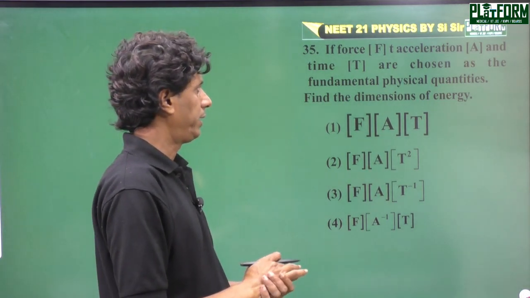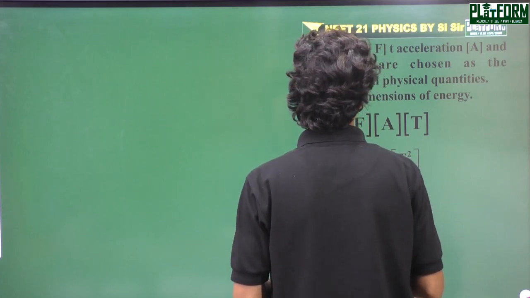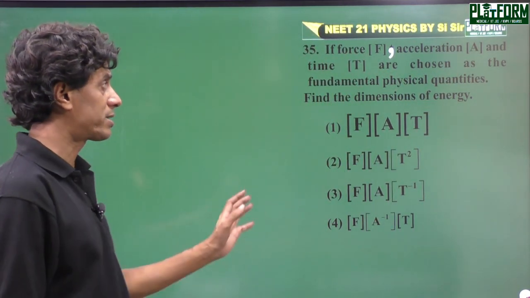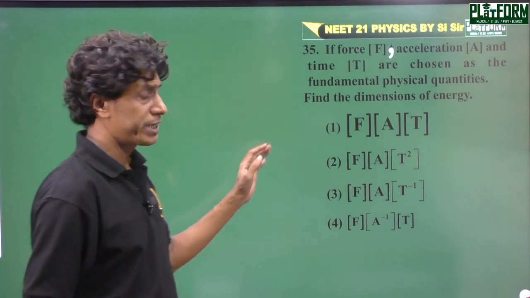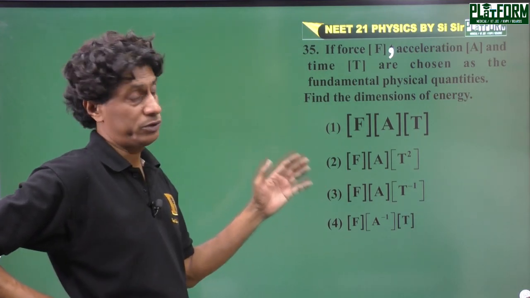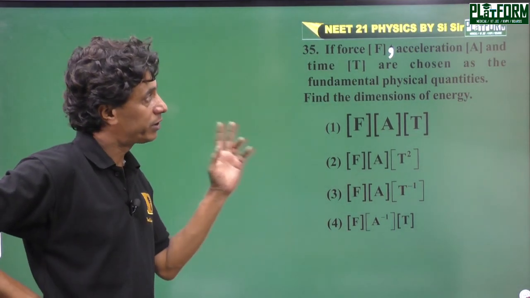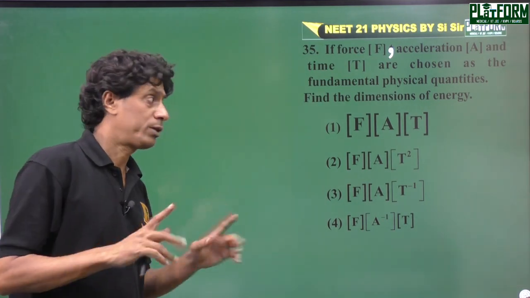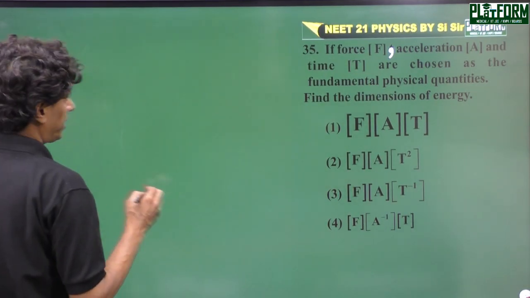If force F, acceleration A and time T are chosen as the fundamental physical quantities, find the dimension of energy. So again, in section A, two questions are taken from dimensional analysis, from the chapter on dimensions, the very first chapter of class 11, unit and dimension. Actually three questions have been taken from this chapter: units, dimensions, error and measurement. Two questions are taken from dimension and one question is taken from the measurement of screw gauge. Here, simple: find the dimension of energy.